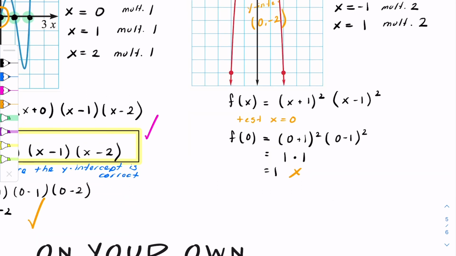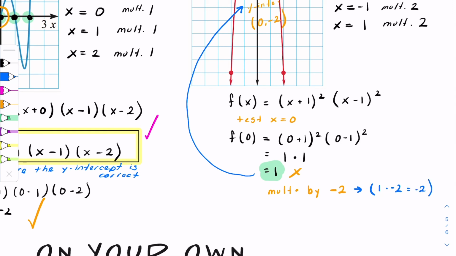So what can we do to this value right here to get it to match our y-intercept, which is at -2? In other words, what can we multiply 1 by to make it equal to -2? And the answer would be multiply this by -2. That would give us 1 times -2, which is equal to -2.